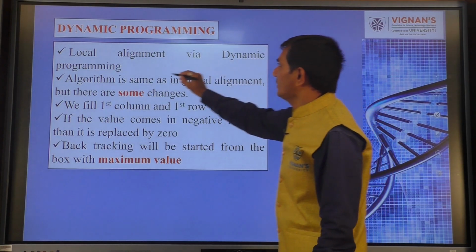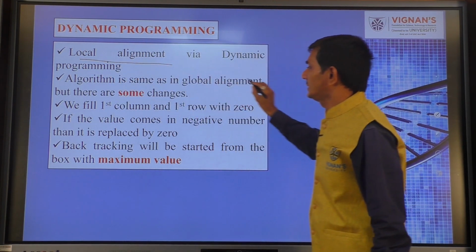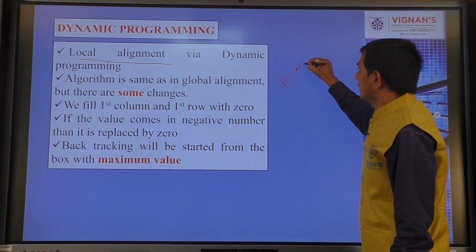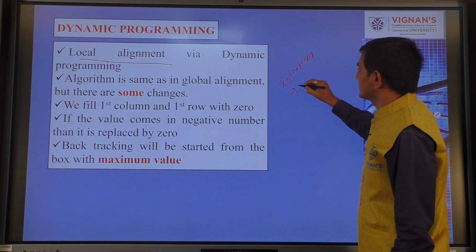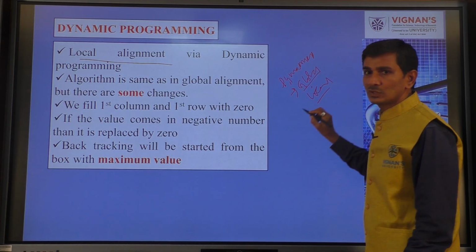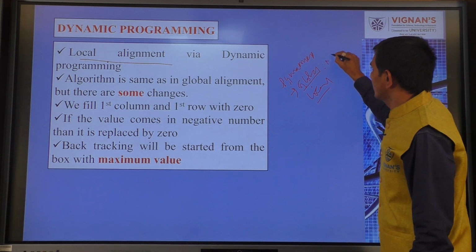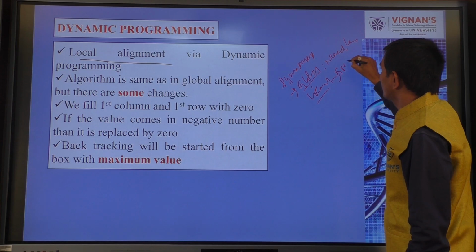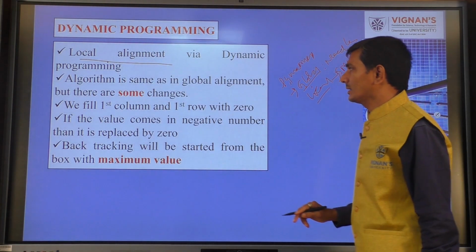Coming to the second alignment, that is local alignment. As we have seen in the previous slide, dynamic programming is carried out in two orientations. The first one is global and the second one is local. Global alignment is carried out by using the Needleman-Wunsch algorithm. Similarly, local alignment is carried out by using the Smith-Waterman algorithm.